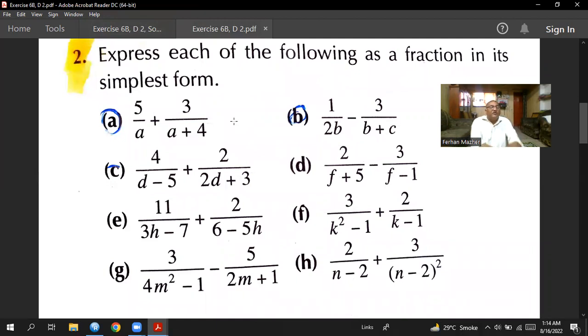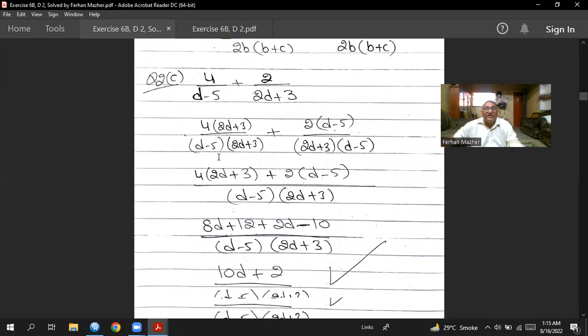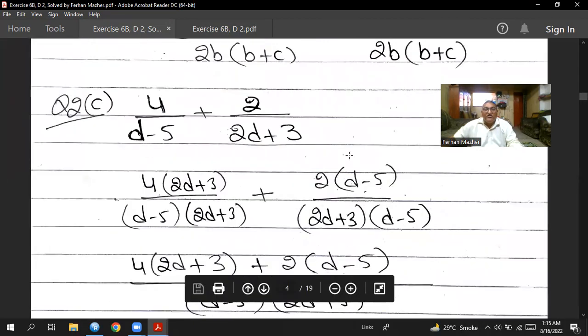Okay, so we are going to question number 2, C part. It says d divided by d minus 5 plus 2 divided by 2d plus 3. Both these denominators are totally different expressions, so both of them will be in the LCM. So in this fraction, I multiply upstairs and downstairs with 2d plus 3. And in this fraction, upstairs and downstairs, I multiply with d minus 5. Then you can write a single fraction. So here you can see I am going to do this question.